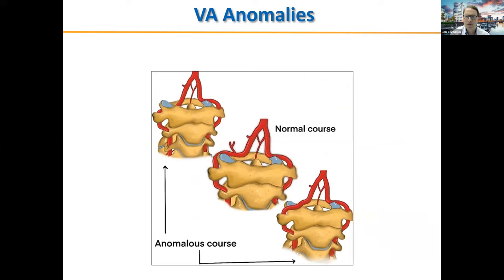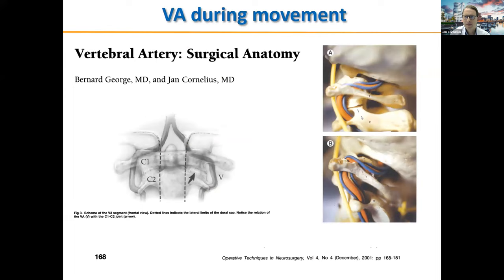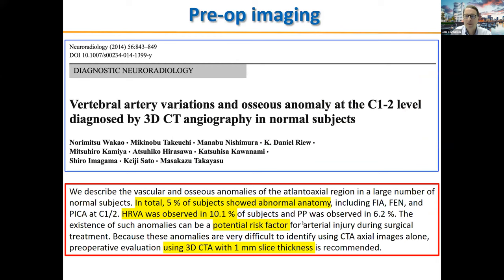Another thing that was well explained by Michael is the fact that the course of the vertebral artery depends on head position. So, this is the left side, if the head turns, the course around the atlas becomes such that the segment here is vertical. The two segments are vertical, and the more you turn the head, the more those two segments become parallel. So this is something that you have to be aware of.